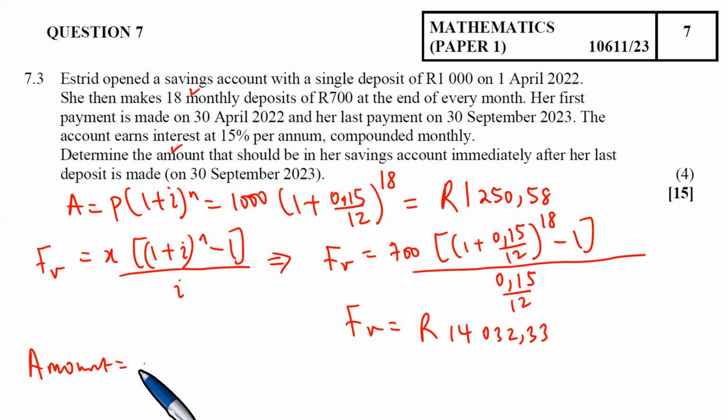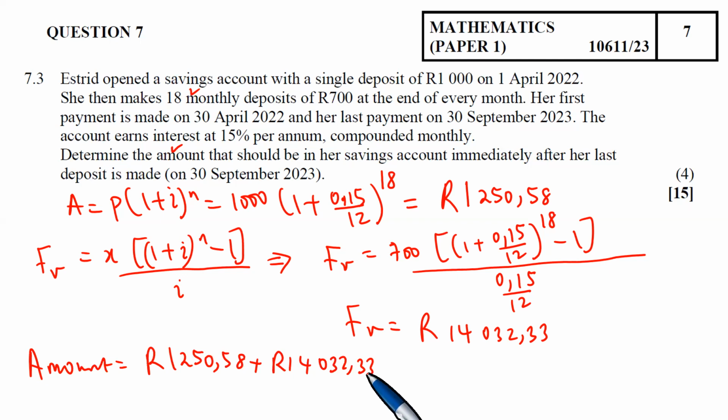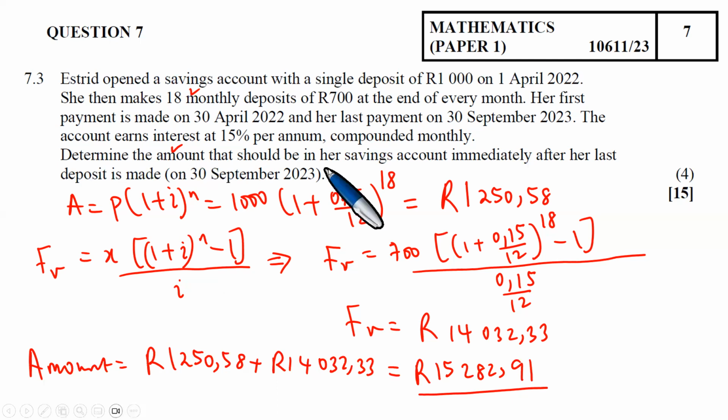So the amount is the same as 1,250.58 plus 14,032.33, and therefore the amount is 15,282.91. Okay, so in other words, this is the amount, because we were to determine the amount that should be in her savings account immediately after her last deposit is made.